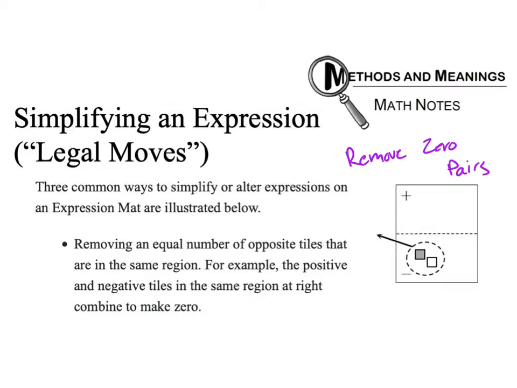Our first one is remove zero pairs, and basically that's where you have a positive and a negative in the same region. So in this example here, in the negative region, you have a positive 1 cube and a negative 1 cube, so a positive 1 and a negative 1 just makes a 0, and you can remove those from the mat. This is called remove zero pairs. You can shorthand that to be RZP.